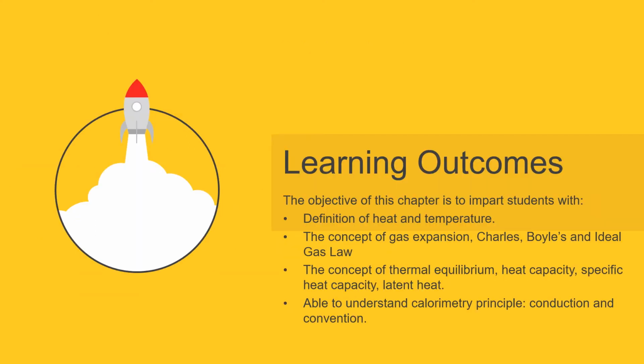So the learning outcome, the objective of this chapter, is to impart students with the definition of heat and temperature, and then the concept of gas expansion, which comes from Charles, Boyle's and ideal gas law, and then the concept of thermal equilibrium, heat capacity and specific heat, and also the latent heat. And then students must be able to understand the calorimetric principle, which is the conduction and convection.